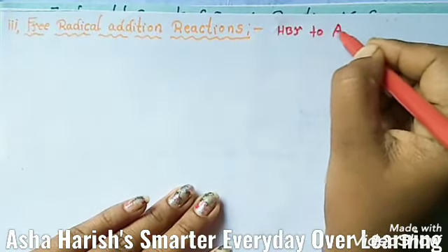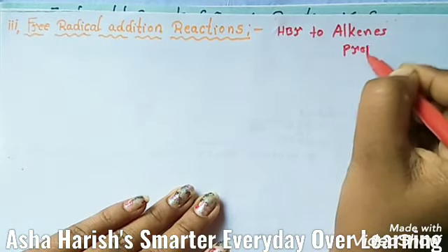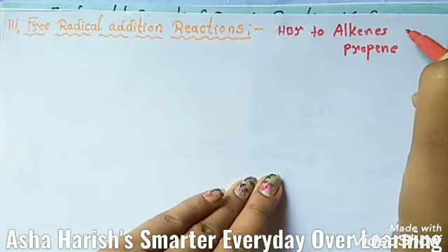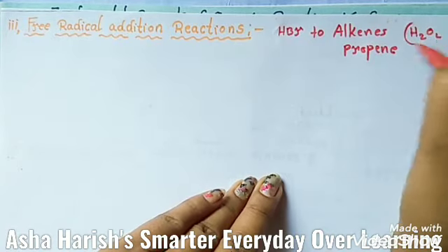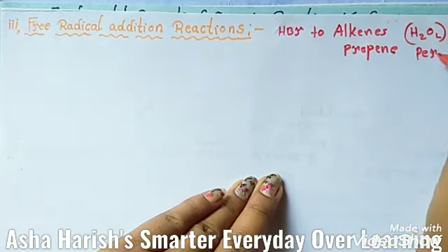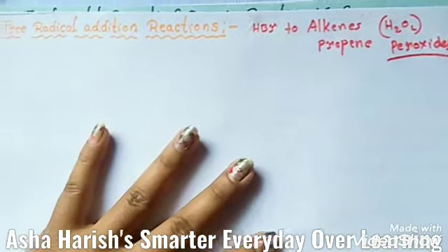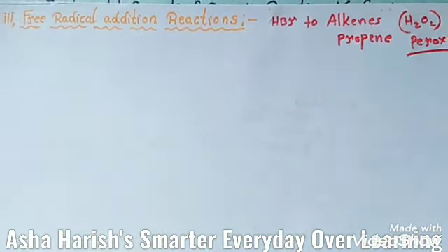to alkenes. Here are the alkenes. You have to take propene, in the presence of peroxides. Peroxides are nothing but hydrogen peroxide, and in the presence of any peroxides you have to take. Now let's see the example for this reaction, free radical addition reactions.